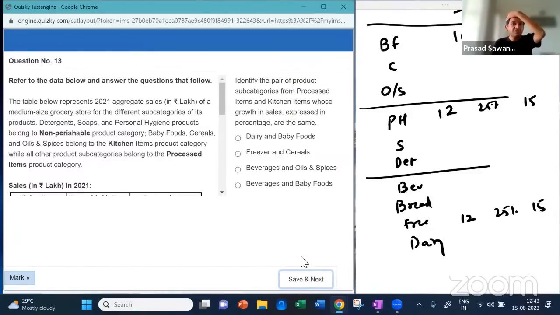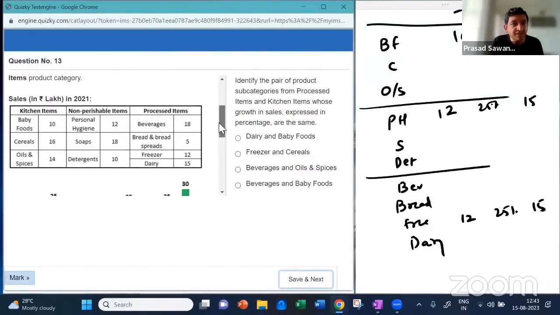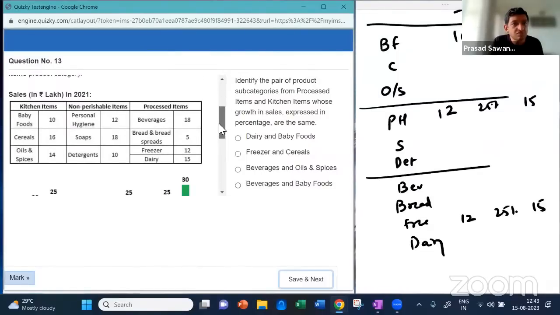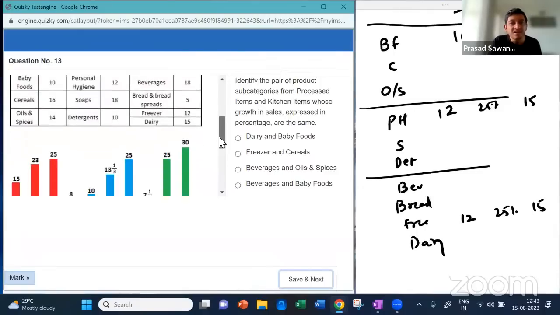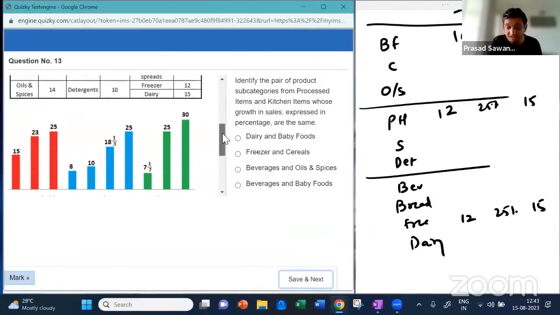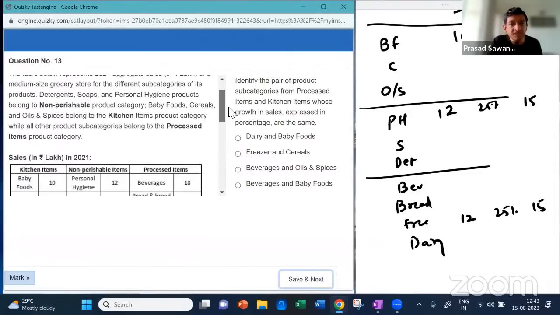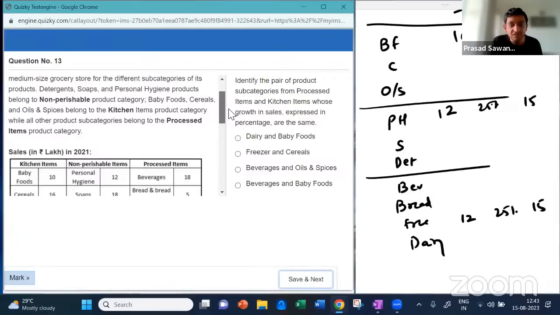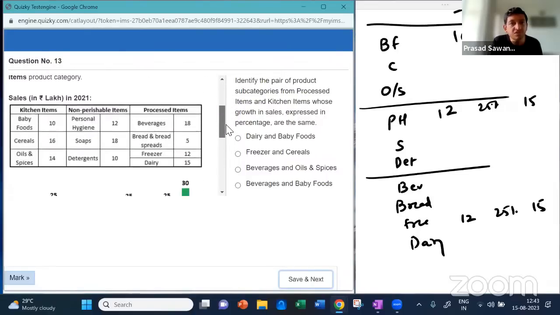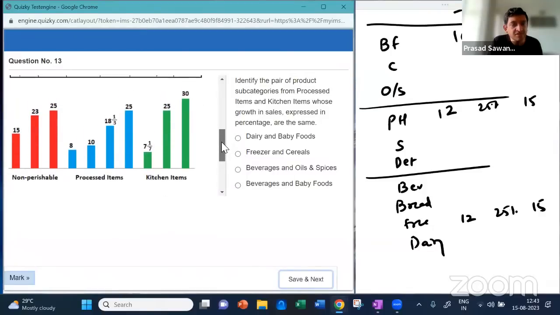Whose growth in sales expressed in percentage are the same from processed items and kitchen items. It should not be baby foods and freezer, नहीं तो it will become very obvious. अच्छा, percentage terms. ठीक है. तो 30% है ना. I need 30% to be applied to somewhere from processed items, क्योंकि kitchen items में नहीं, baby foods अगर आता है तो processed items and kitchen items.